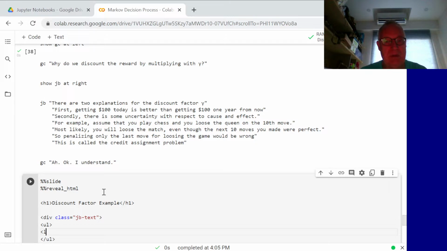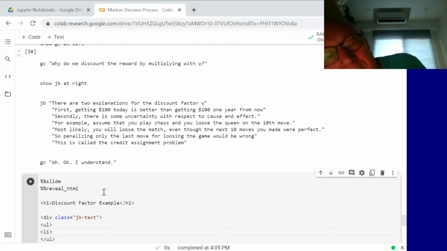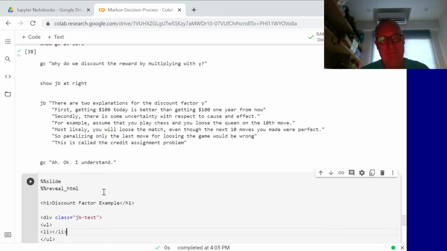Yes, gamma is between 0 and 1, including 1. Sometimes, very rarely, we don't want the discount factor, but yes, sometimes you have a domain where you don't want any discount factor. In that case, you can set it to exactly 1. Then you don't have any discount.